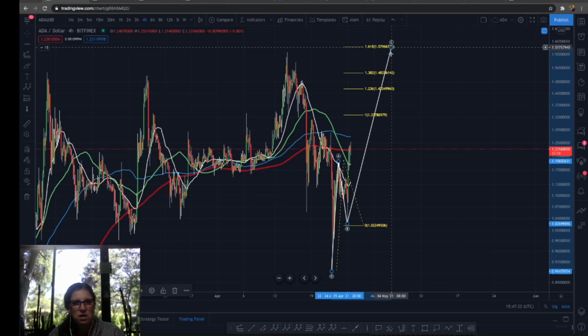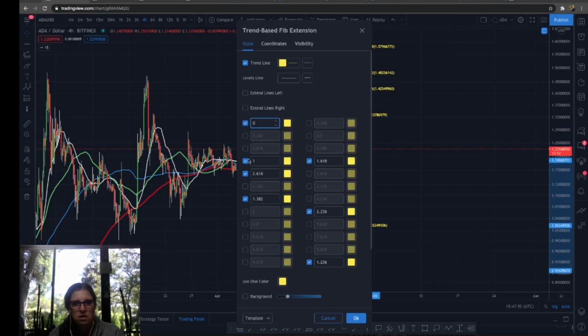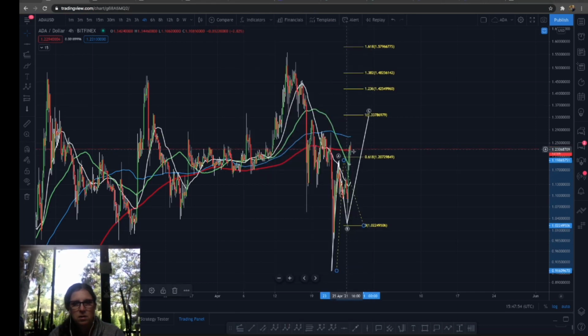But I don't really see that happening as an ABC. I mean, it's possible, but I'm not leaning that way. I think 1 to 1 would be probably the ideal area. Let me put the 618 on here and see if it's already past it. Yeah, so 1 to 1 is our next target.